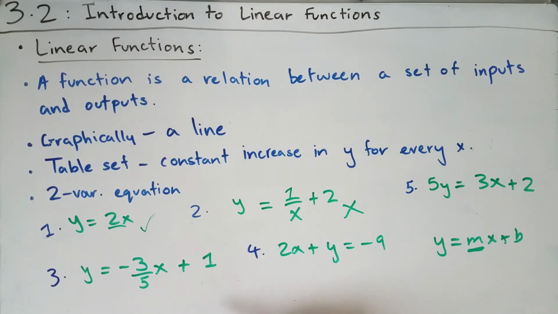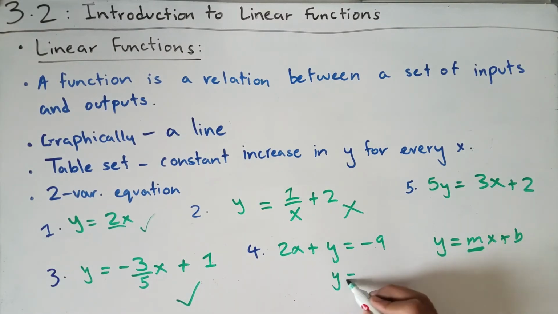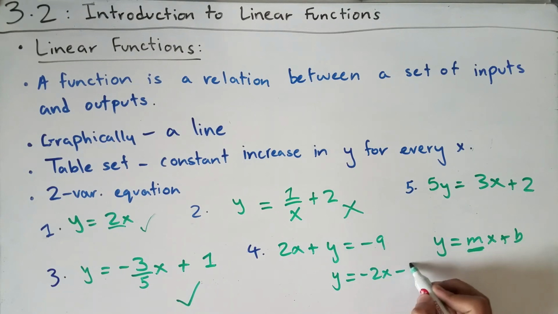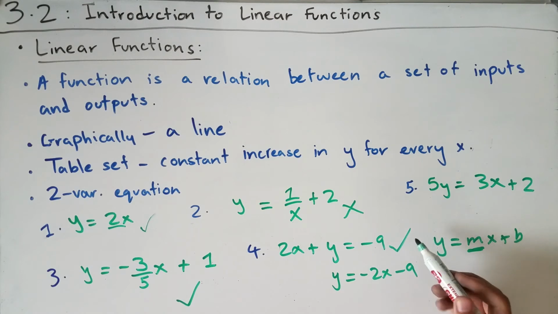In number 3, we have y equals negative 3/5 x plus 1. So we have a fraction that's being multiplied with the x. And then we have the plus 1, which is the b part of the linear function format. So this is still a linear function. Here we have 2x plus y equals negative 9. This doesn't look like this format. However, if we subtract 2x from each side of this equation, we get y equals negative 2x minus 9. So we come back to this format. So originally this was still a linear function.